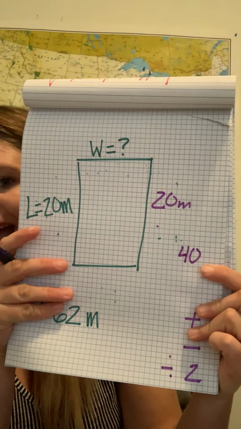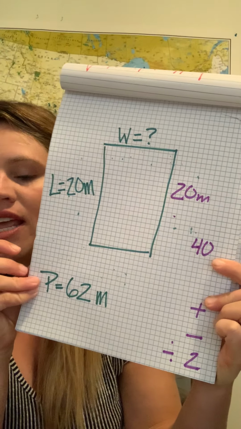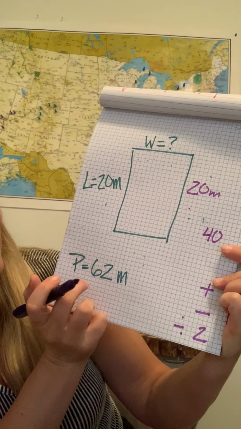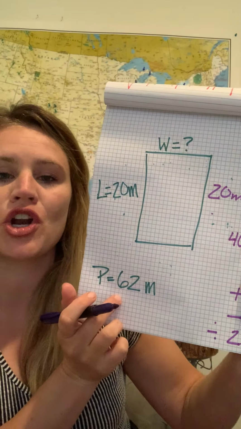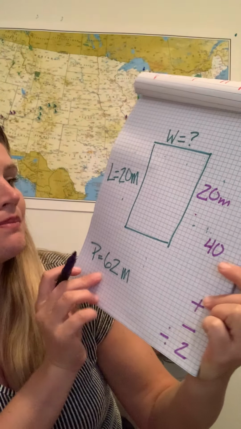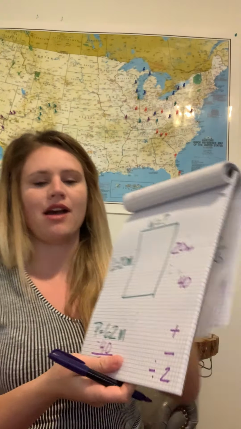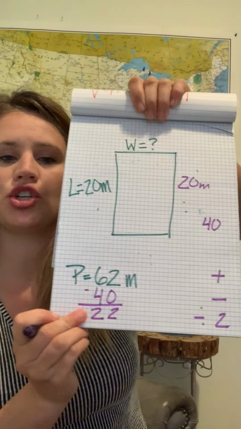20 plus 20 is, hopefully this is more mental math for you, 40. Once I have my 40, because I added the 20 and 20 together, then I'm going to subtract it from my entire perimeter, which is 62 meters. So I'm going to take my 40 meters and subtract it. And now I have 22 meters.